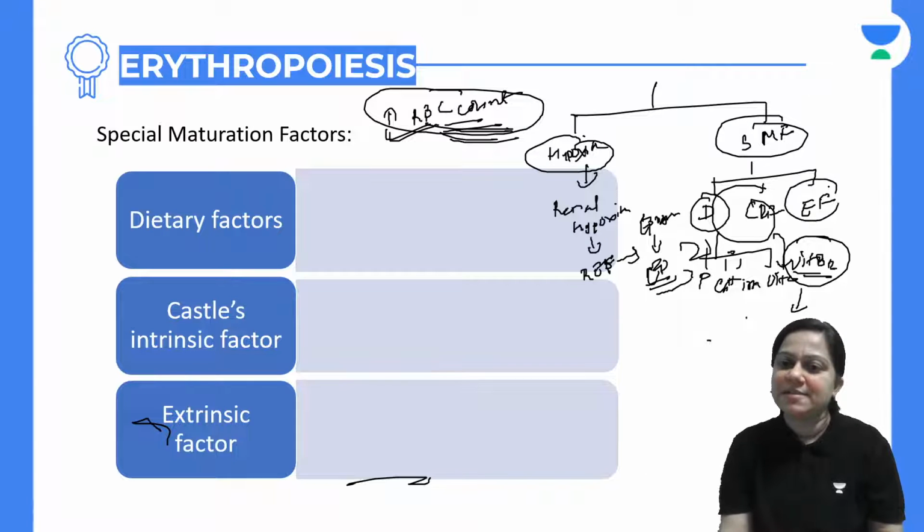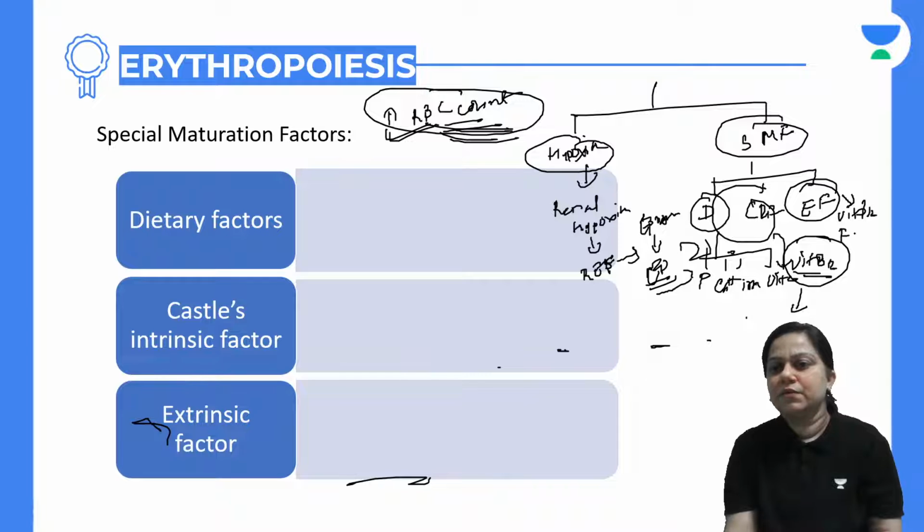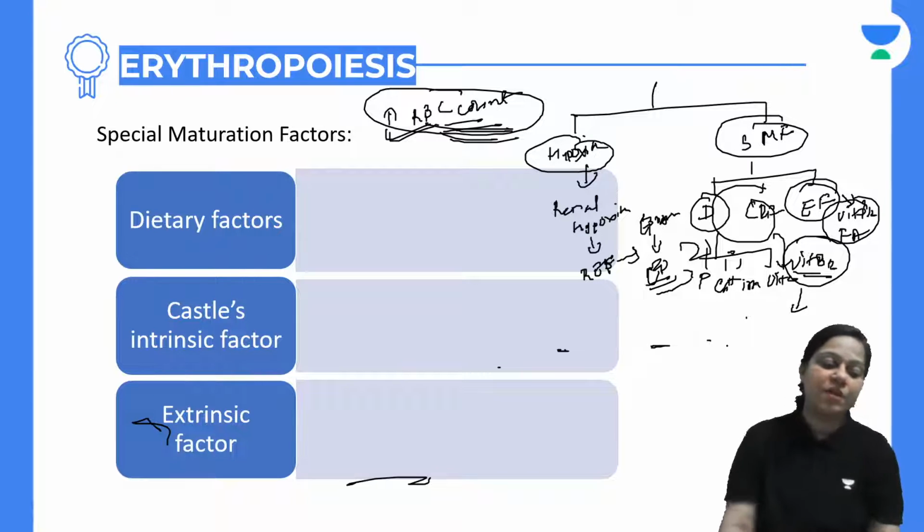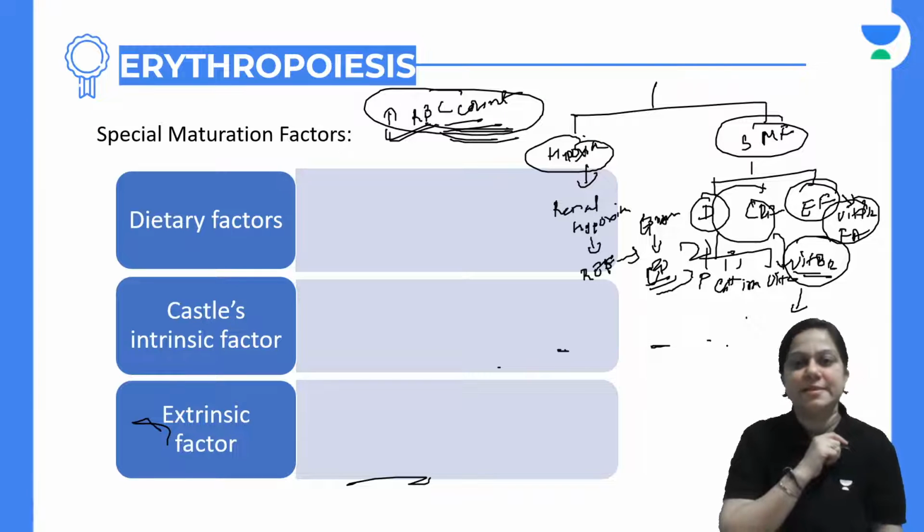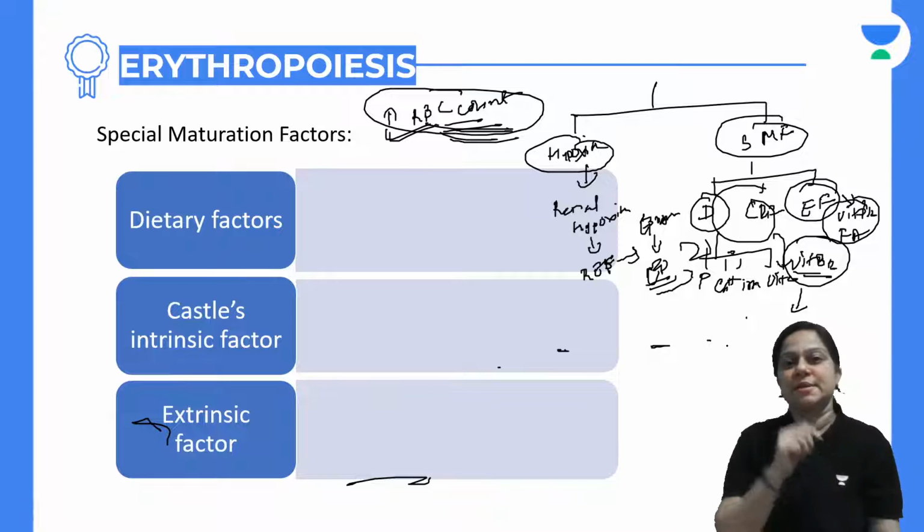Okay, and extrinsic factors like vitamin B12 and folic acid are also maturation factors. They are important for nucleic acid synthesis. So this is all about erythropoiesis.